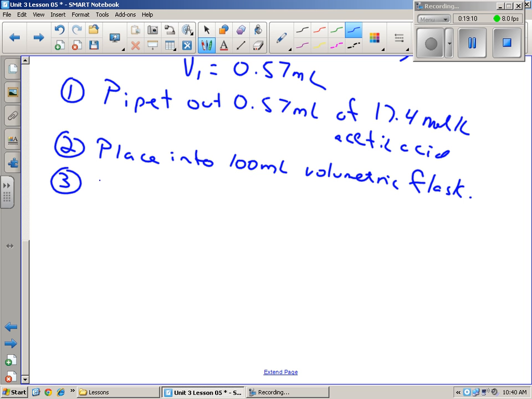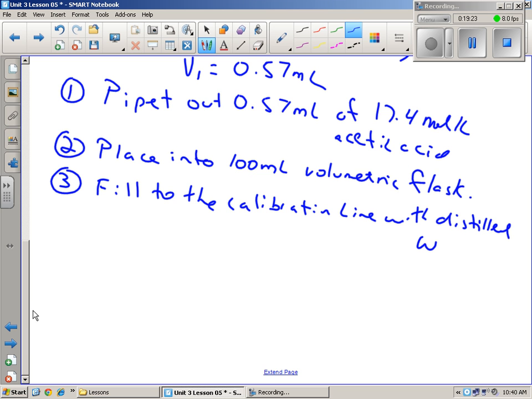Step 3 is going to be the same as last day, I guess I should say yesterday. Fill to the calibration line with distilled water. That'll be the same, and 4 will be the same as well. So 3, we're going to fill to the calibration line with distilled water. 4, mix well.